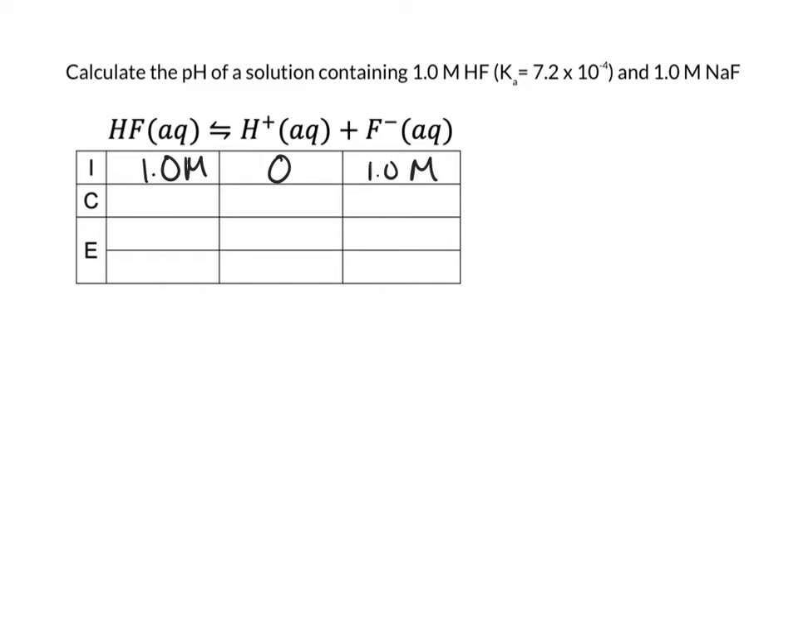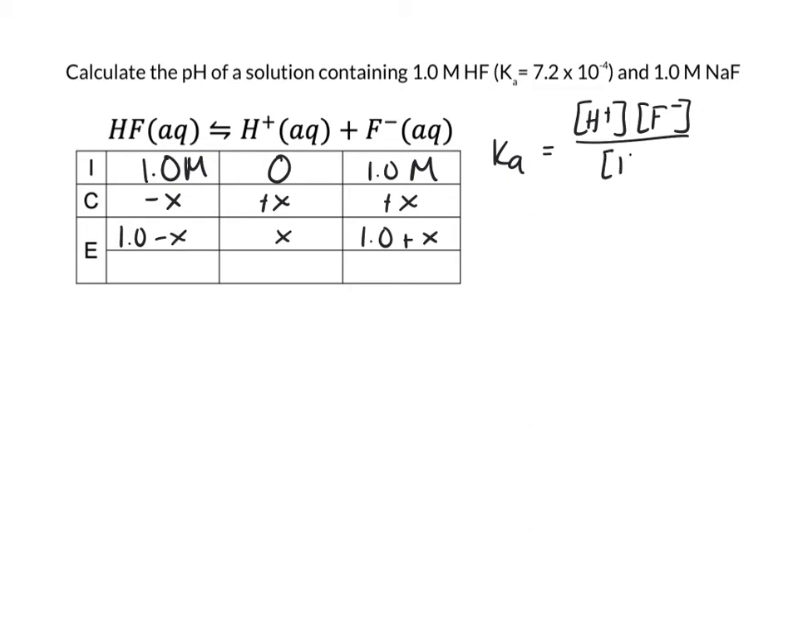Now the change here, it's going to shift towards the side that has none of the H+. It needs to produce some of that before it can start going in the reverse direction. So I'm going to have -x here, +x, and +x. So at equilibrium, I've got 1 - x, x, and 1 + x. All right, so my Ka is equal to the H+ times the F- over HF.